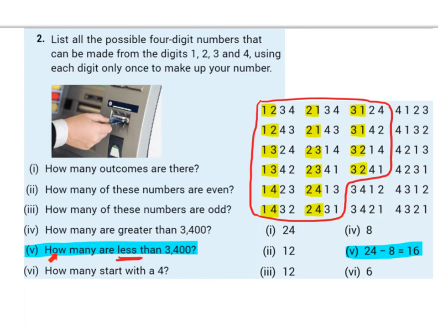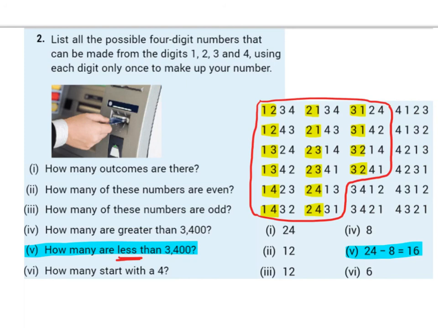Question 5. How many are less than 3,400? Well, there's 2 ways of doing it. The quickest way is just to subtract 8 from 24, because we know there's 24 altogether. And in the last question, we said that these 8 are greater than 3,400. So 24 minus 8 leaves us with 16.